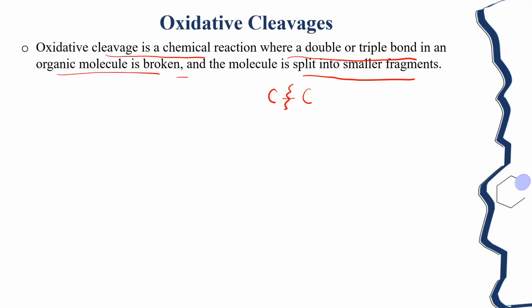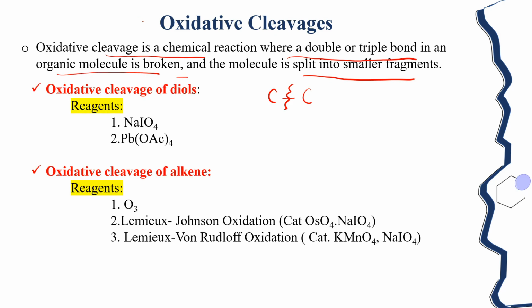Now in this particular case you have to learn two types of oxidative cleavage that are very useful, as well as very important from an exam point of view. That is the oxidative cleavage of diols and the oxidative cleavage of alkenes. Diols suggest that you have this type of compound and you want to break this carbon-carbon bond, and in alkene we know that this bond is broken.